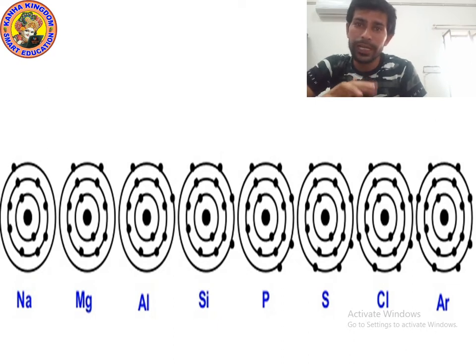So to fill 2 electrons, we will make one more circle because we cannot fill more than 8. That's why the second circle is already filled. Now we will draw the third circle, and in the third circle we will write the remaining 2 electrons, which means we will make 2 black dots. Okay, I hope you understood.